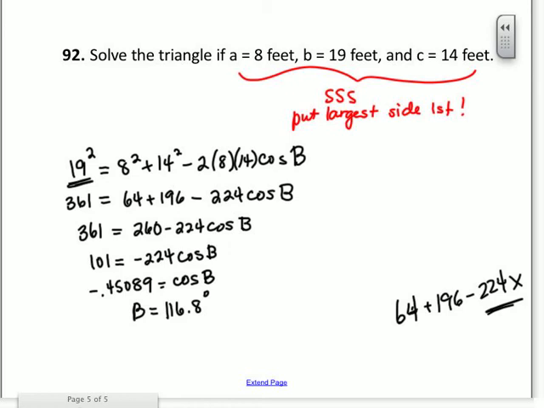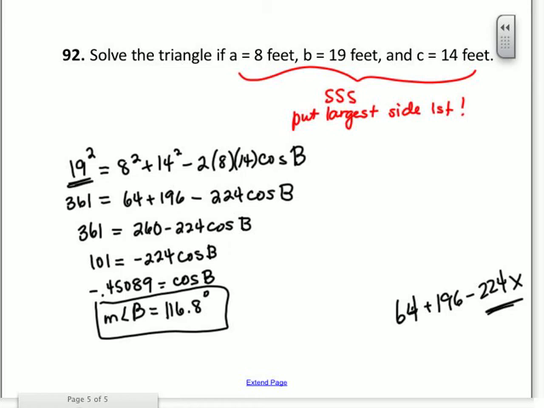116.8 degrees. If you're good geometry students, you'll remember you need to write measure of angle b. But like I said, if you just write capital B, I'll know that's your angle. Little b is your side. Okay, so we have angle b. So we have one of the angles. We need to find the other two angles. We have all the sides, right?